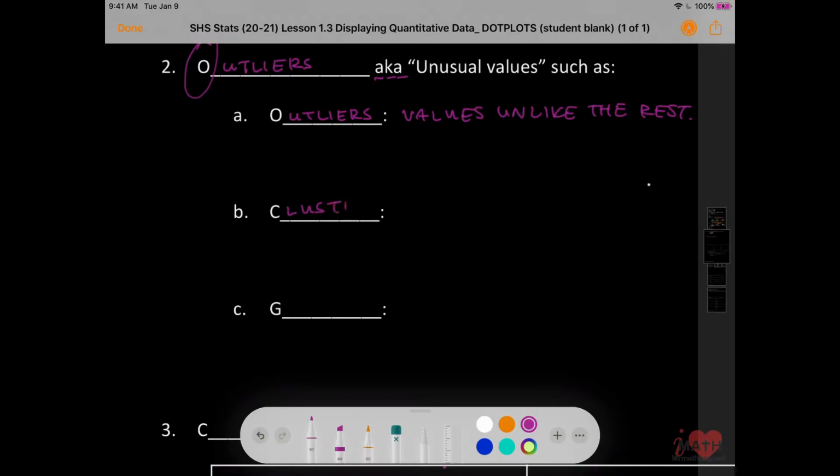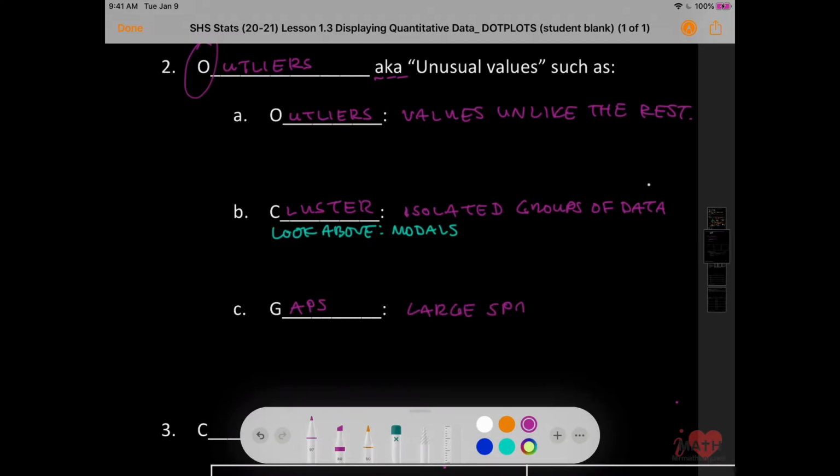Clusters are like isolated groups of data. Those are back to the modals, so look above, like the bimodals, unimodal. And then anything else, you're going to look for some gaps. What are gaps? They are large spaces between values.